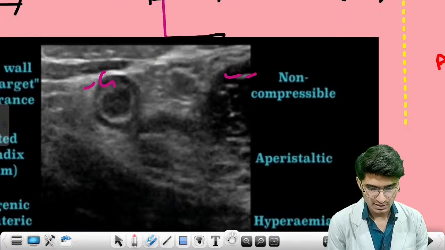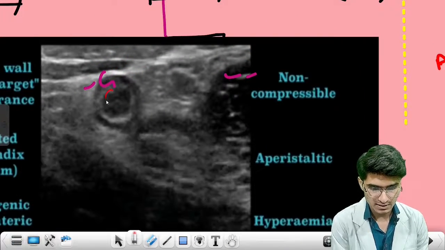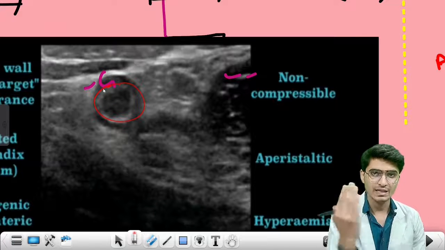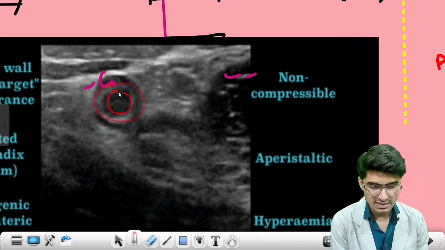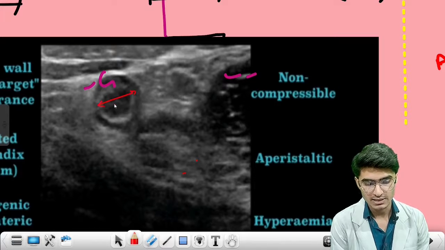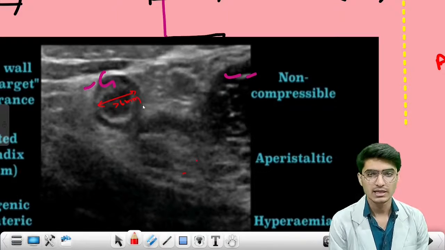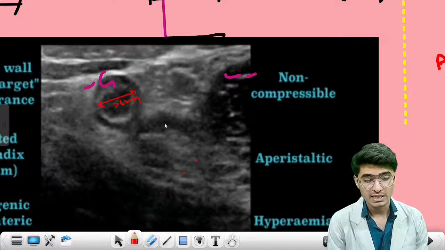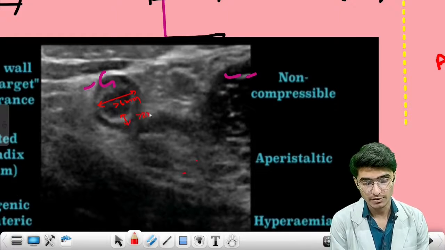Okay, so this is the target sign present here. This is the transverse plane of the appendix, and this is the target sign here. The diameter of the appendix is more than 6 mm. Usually it is approximately 5 mm, but in this case it is more than 6 mm, and the wall thickness is more than 2 mm, right?